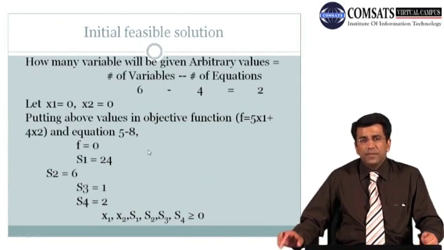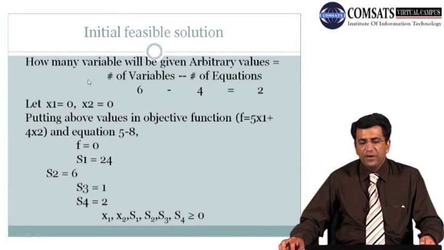So class, as a next step we will have to find the initial solution, and we can use a sort of rule for finding it. We find the number of variables and the number of equations in this problem. We have 6 variables, that is x1, x2, s1, s2, s3 and s4, and we have 4 equations. So 6 minus 4 is equal to 2. It means we'll have to put the value of 2 variables equal to 0. In this way, we can find the values of the other unknown variables.